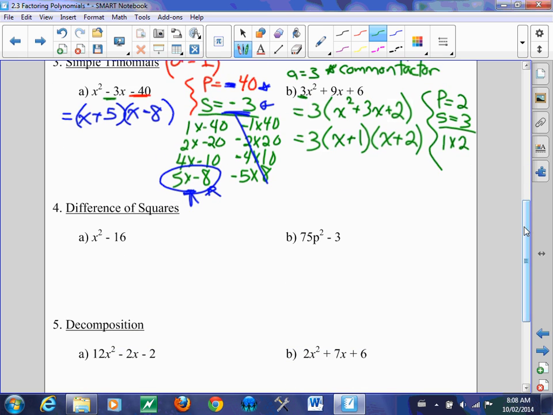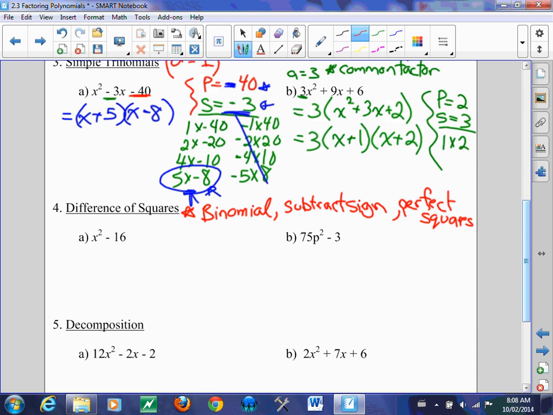All right, now we're going to get into what's called difference of squares. The easiest thing is to remember how to recognize this. First of all, if we have a difference of squares, it's got to be a binomial. Difference means you have to have a subtract sign. And we also have to have perfect squares. So noticing the first one, it's a difference, meaning there's a subtract sign, and of perfect squares.